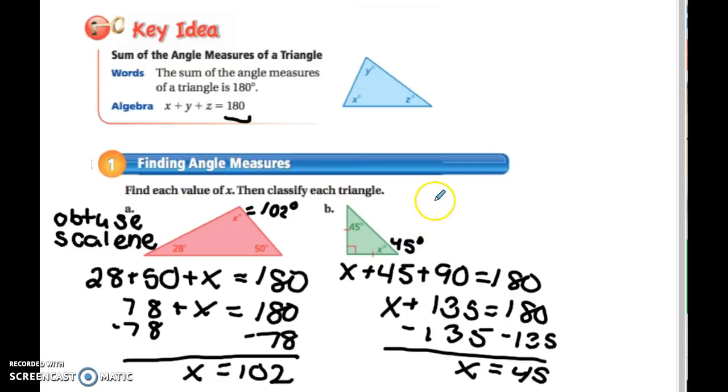Now let's classify the triangle. So since we have a right angle, it's going to be right, and two sides are the same, isosceles. So we have a right isosceles triangle.